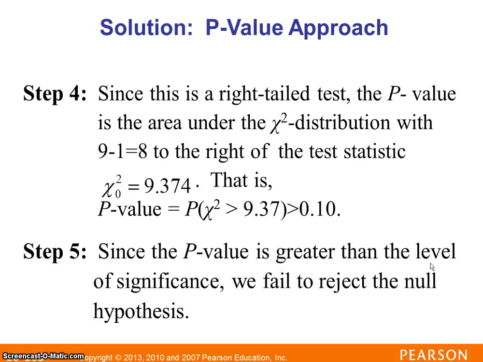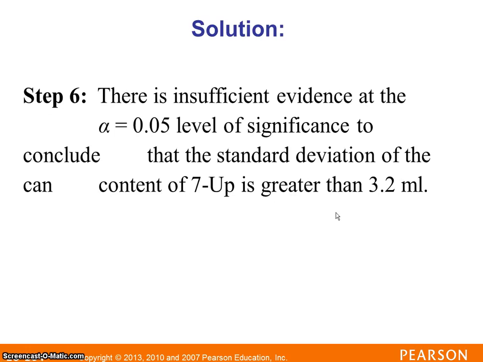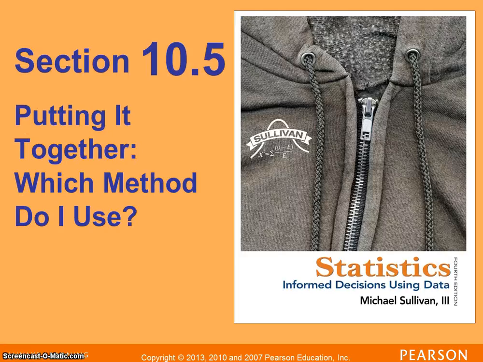Again, using the p-value approach, we should be able to come to the same conclusion. In this case, the probability that chi-squared will be greater than 9.37 is greater than 0.01. And since the p-value is greater than the level of significance, we will fail to reject the null hypothesis. And again, you could use StatCrunch to find the exact value if you don't want to use the table. So step 6, then: there is insufficient evidence to conclude that the standard deviation of the can contents is greater than 3.2 milliliters. So I guess there's no real need to recalibrate the machine.